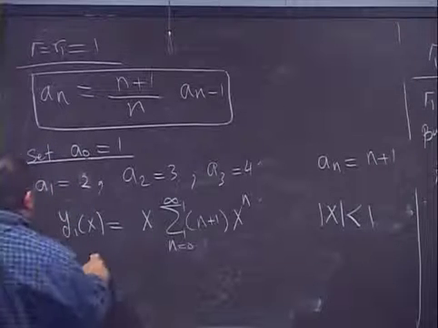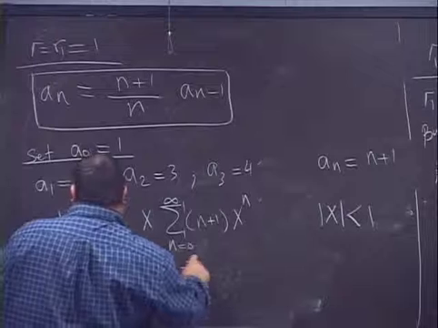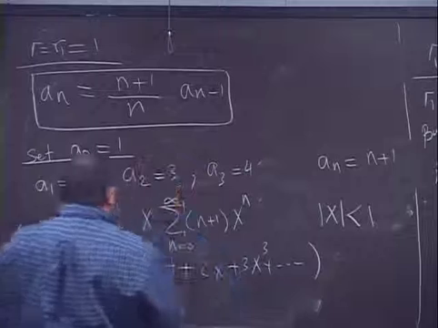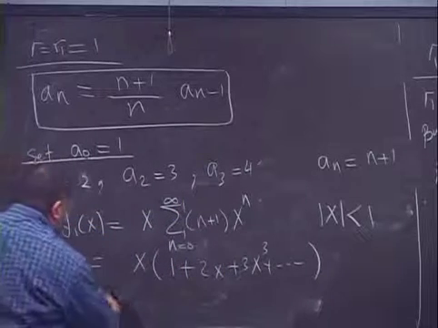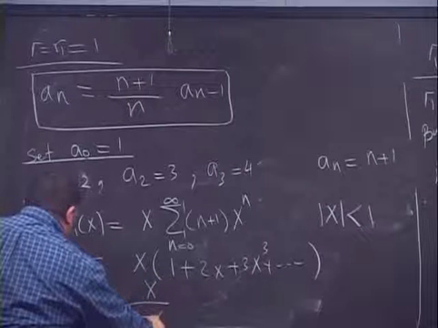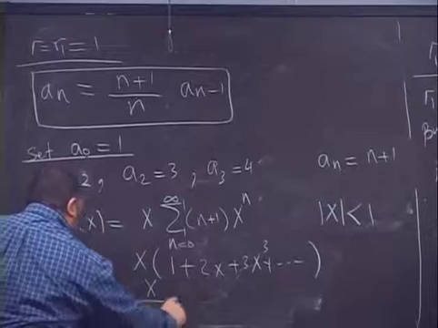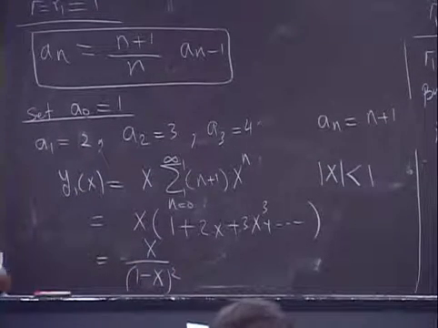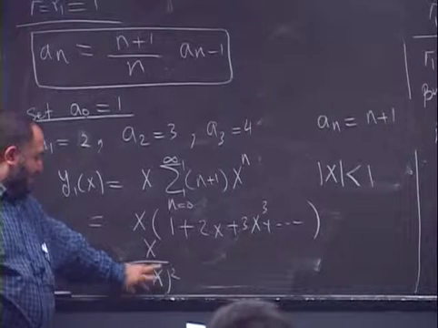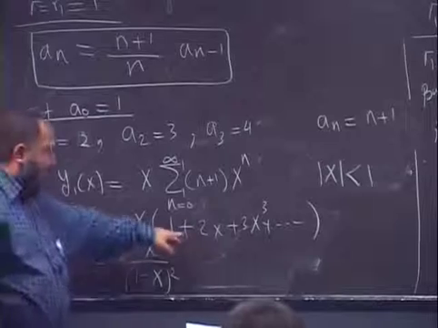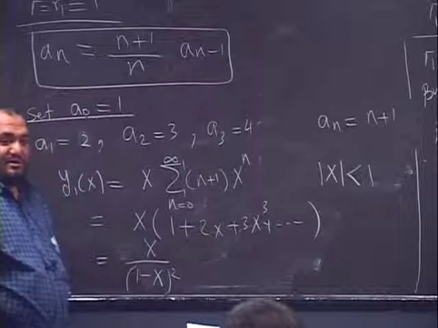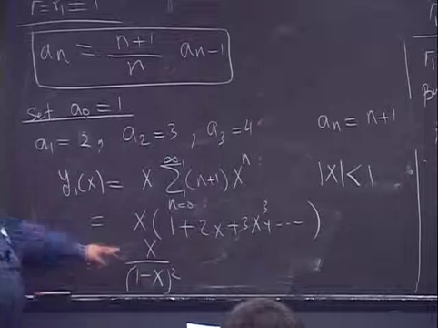So this will give you x multiplied by 1 plus 2x plus 3x squared plus, and if you just solve this, you will notice that this is x divided by 1 minus x whole squared. So this is the polynomial expansion. If you get 1 minus x to the power of minus 2, and you expand it, you will get this expansion here. So this is the solution.